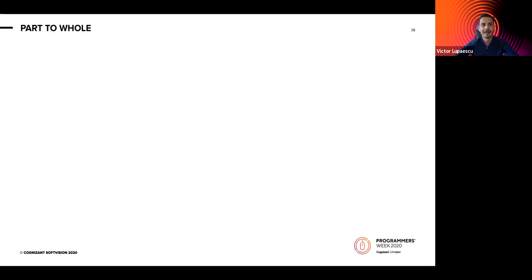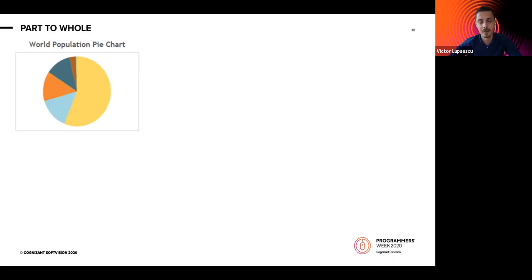Part to whole, and this is the part I like the most, I would say. Whenever we think about part to whole, we think about this. We've seen pie charts all over the place, and 90% of the time they are used incorrectly. And I don't know why people, and especially business people, have a passion for this pie chart.